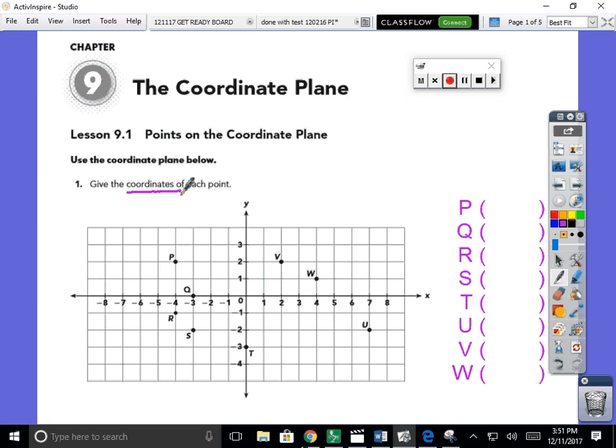Off to the side, I encourage students to start this organization where they give me the point, and next to it they'll give me the coordinates. So just trying to work on formatting and organization with students at this point.